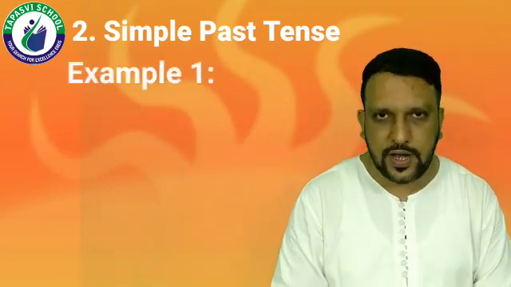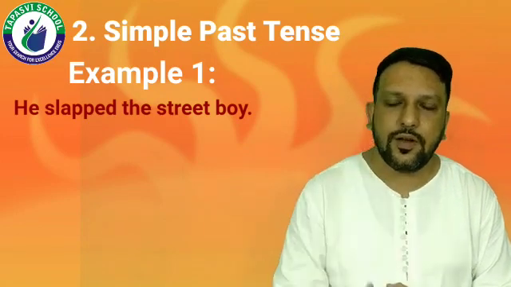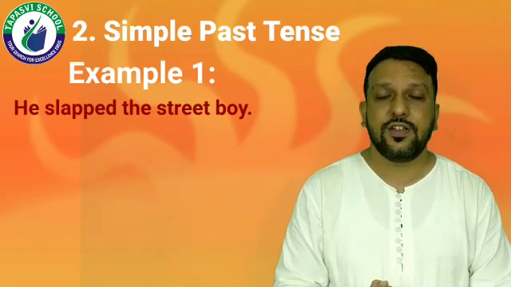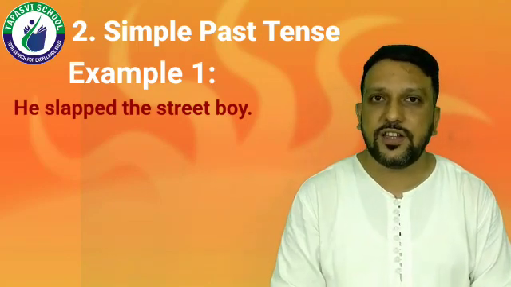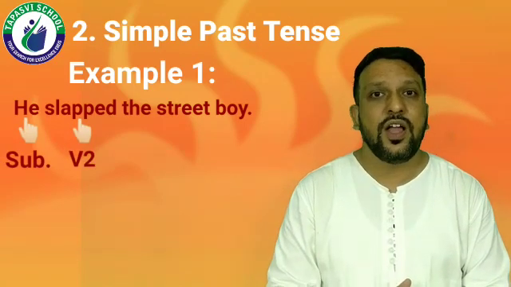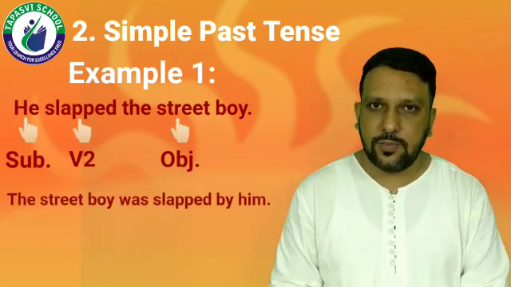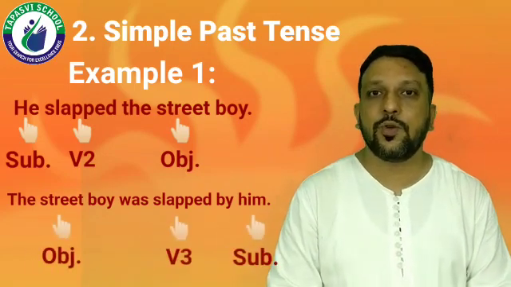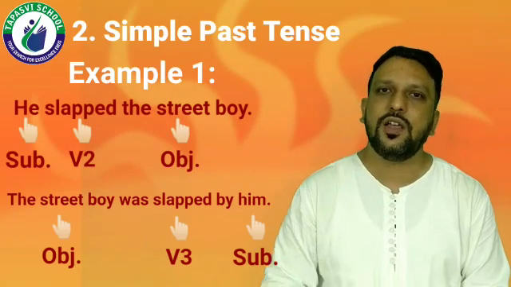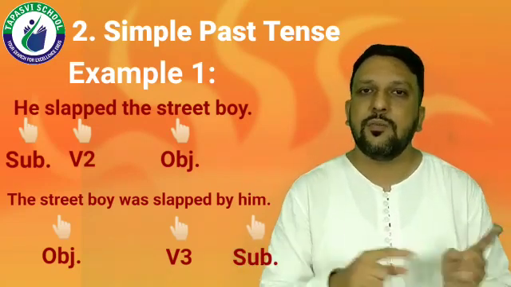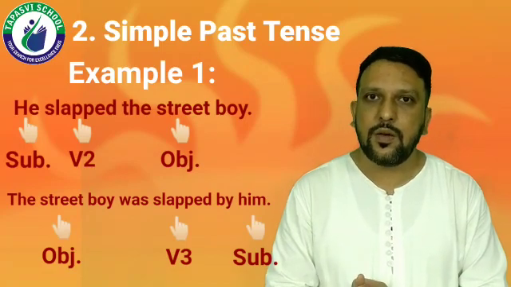Now let me give you the first example. He slapped the street boy. Let me repeat my example. He slapped the street boy. Now you need to transform it into a passive voice sentence. He is the subject, slapped is V2 and the street boy is the object. So you just need to put the object first. The street boy is singular, so you need to put was. Slapped will remain slapped because V2 and V3 of slapped are the same. So the street boy was slapped by, he will become him here. Ultimately your sentence is ready: The street boy was slapped by him.